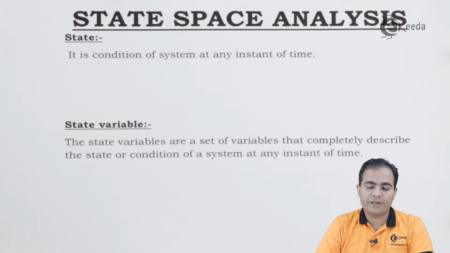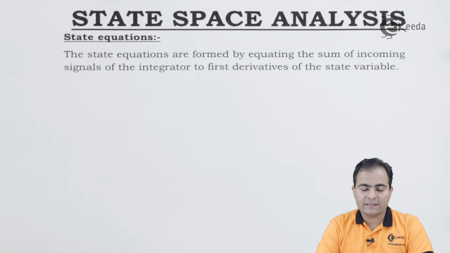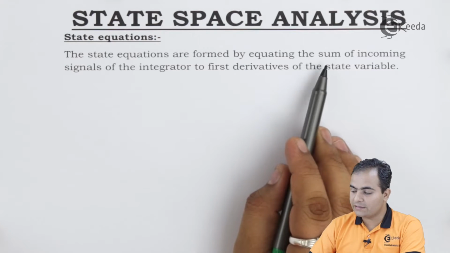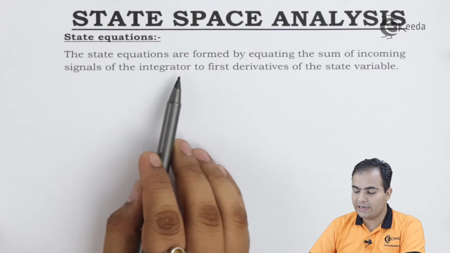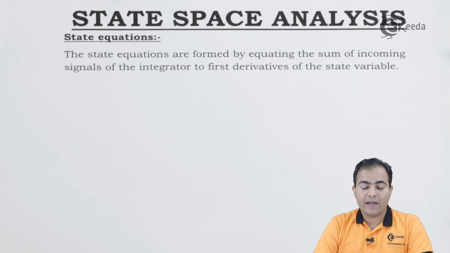Now, we will study a new definition. The new definition is state equation. State equation means, as I said, the state variables are used to define the current position or current value at any instant of time. But we use a mathematical approach to represent the current state of the model. So, the state equations are formed by equating the sum of incoming signals of the integrator to the first derivative of the state variables, which means we have a differential equation and we use different state variables to define it.